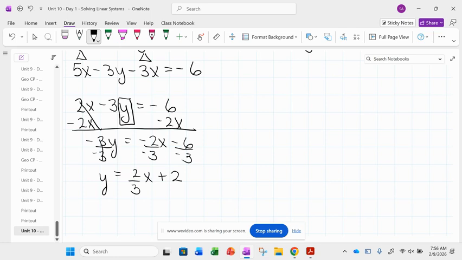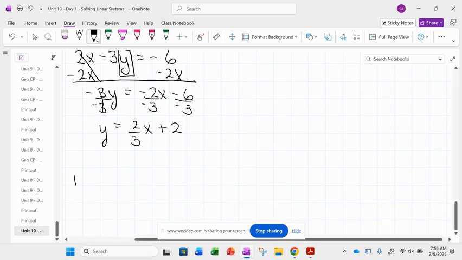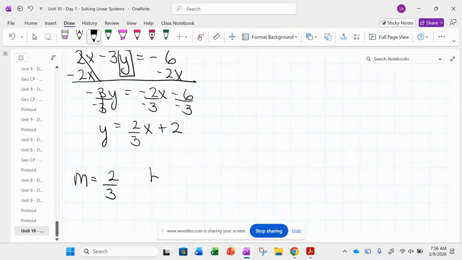Okay, so here there's two important numbers we need to graph this. Our m, which is our slope, that's a positive 2/3, and our b, which is our y-intercept, is a positive 2.